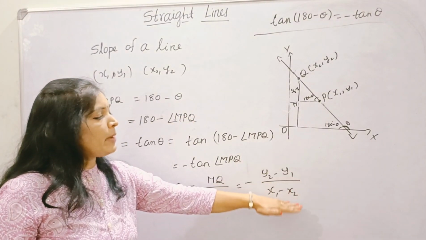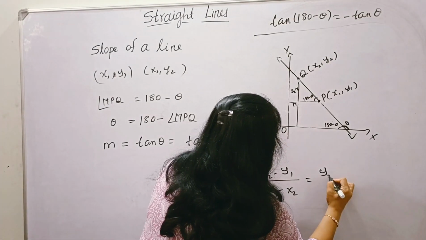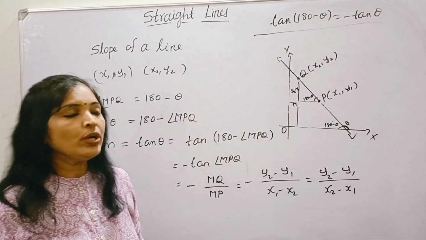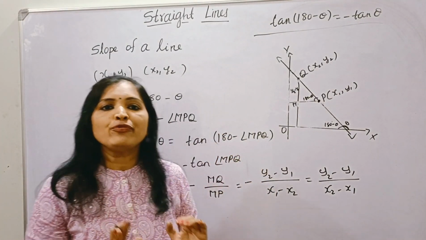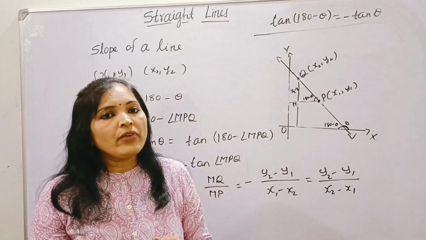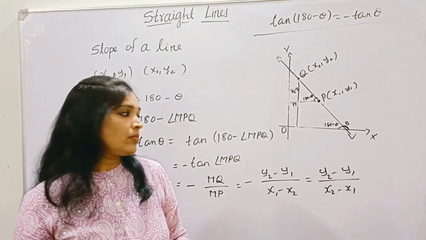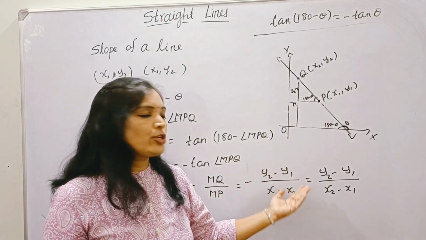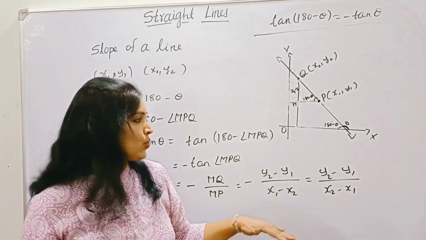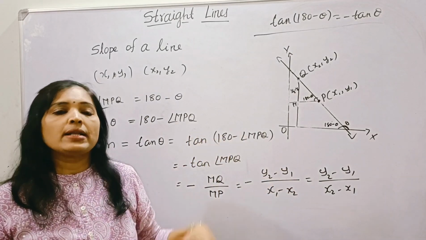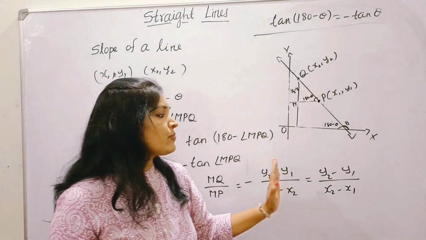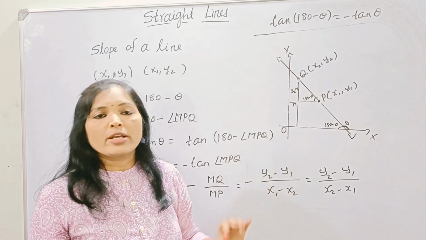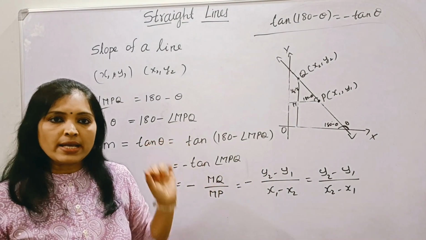So let us multiply this minus here. We will get y2 minus y1 divided by x2 minus x1. So in this case also we got the same formula. If theta is an acute angle, the slope of the straight line is y2 minus y1 divided by x2 minus x1, and if theta is an obtuse angle, the slope is the same thing, y2 minus y1 divided by x2 minus x1, if x1, y1 and x2, y2 are the points on the straight line.